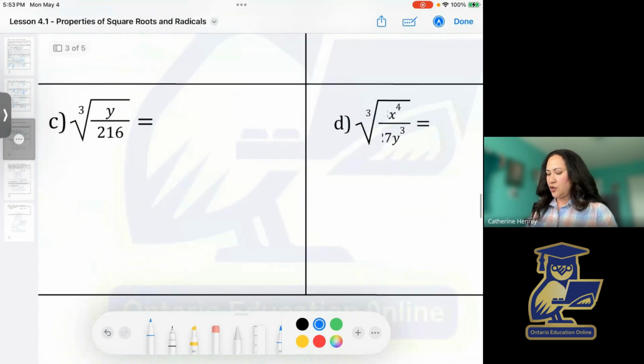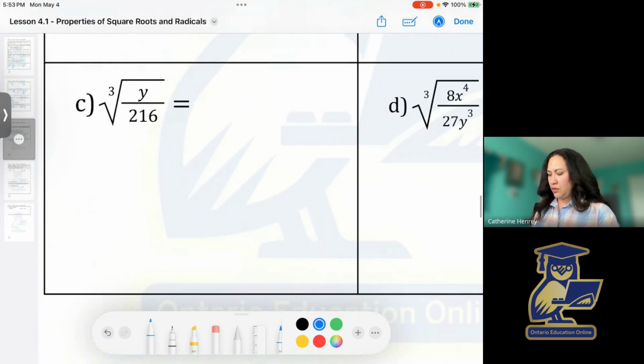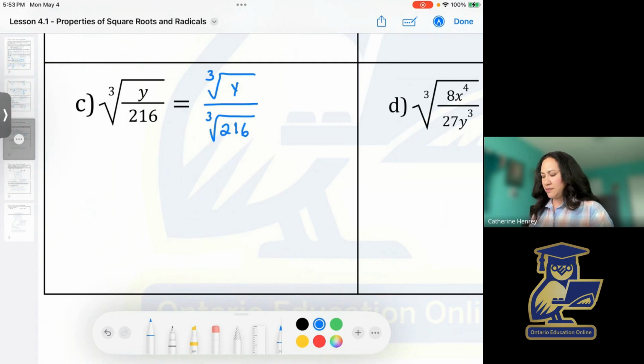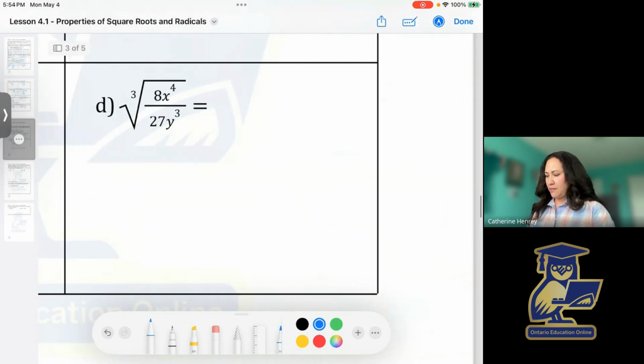Working again with the cube root quotient property, we'll split this into the cube root of y divided by the cube root of 216. And we cannot simplify the numerator. That will have to stay as the cube root of y. And the cube root of 216 is 6.